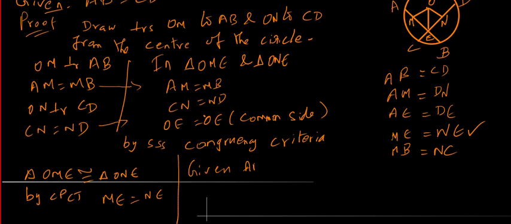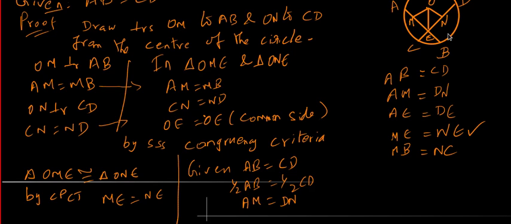Given that AB equal to CD. If we multiply by half on both sides, half of AB equal to half of CD. This OM is the perpendicular bisector of this common chord AB, so half of AB we can take as AM. The corresponding side we can take as DN.